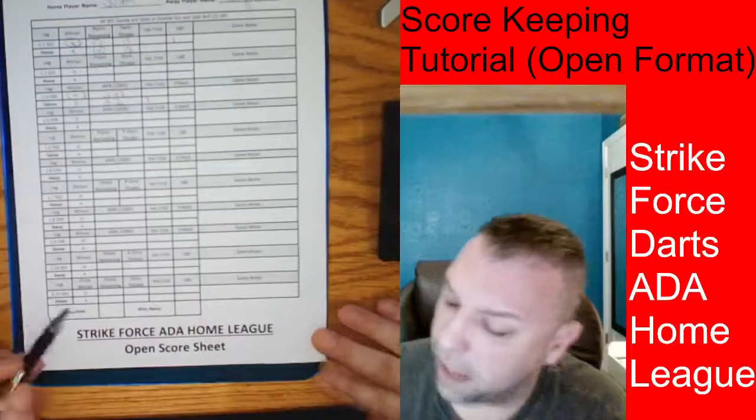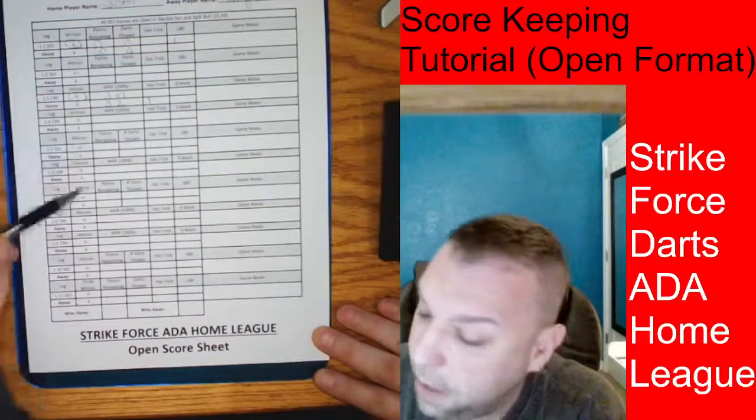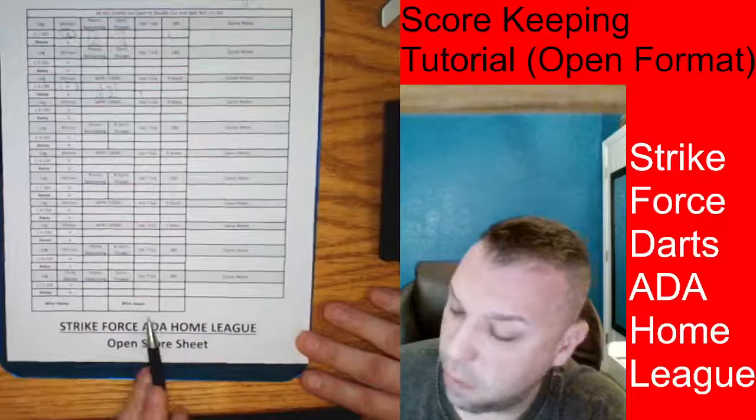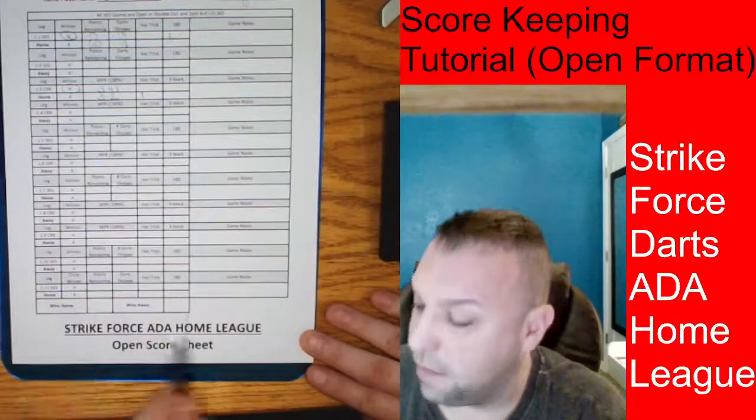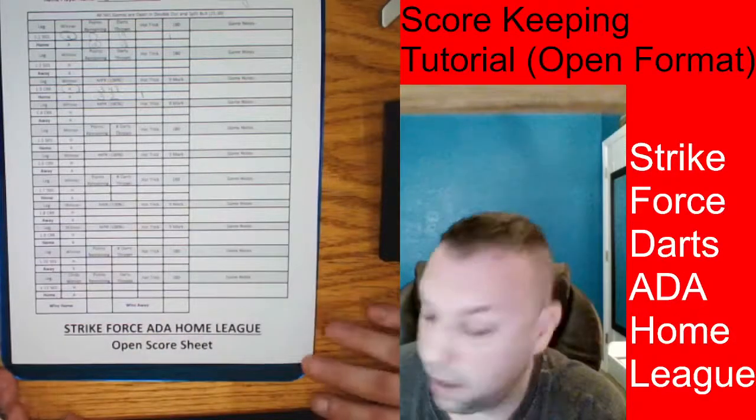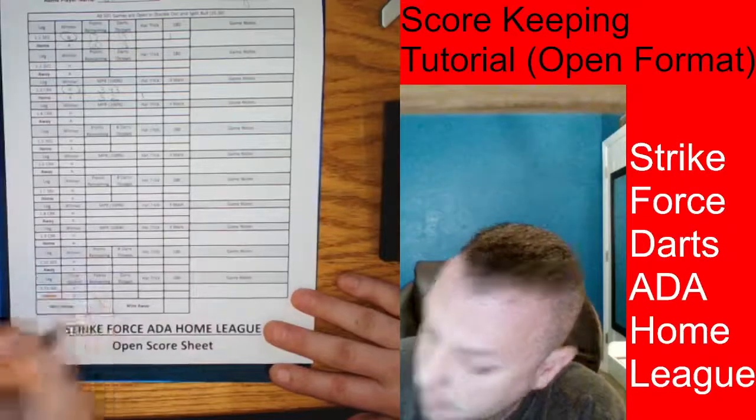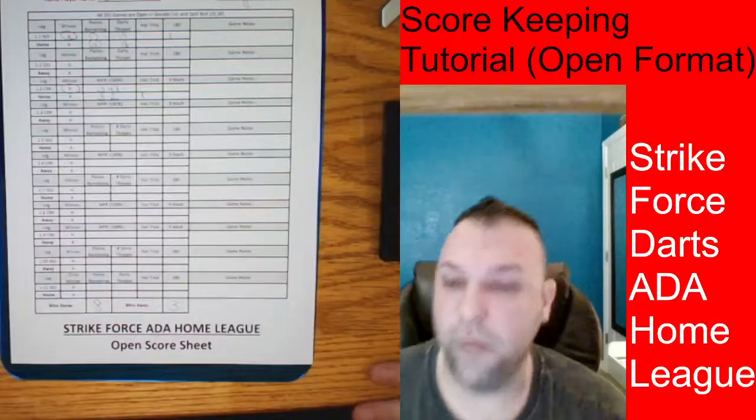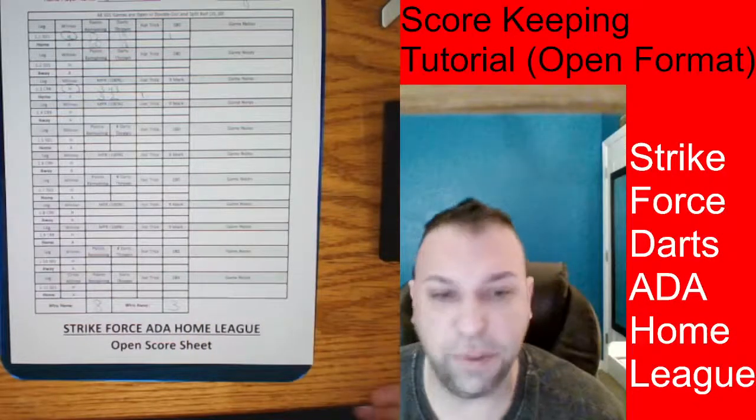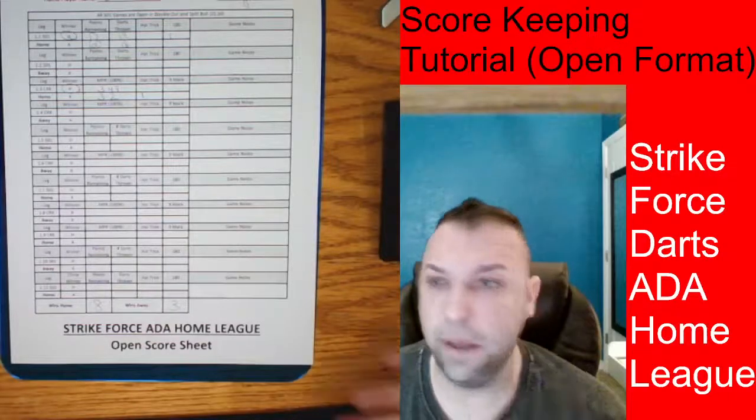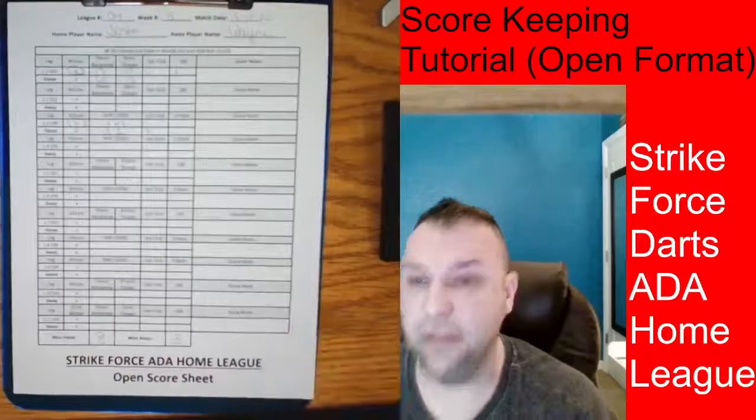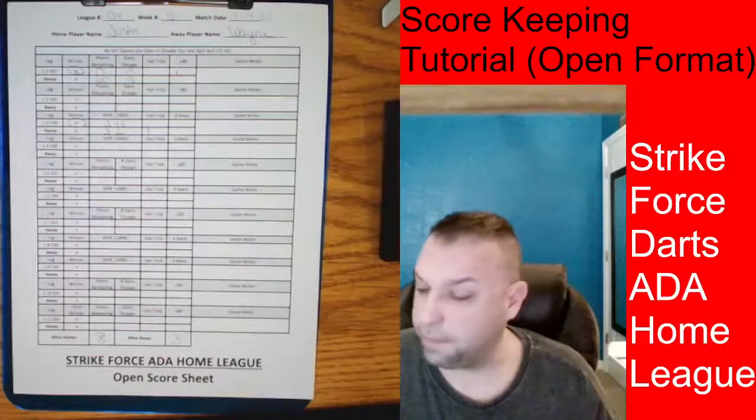Once you complete game 11, you need to tally up how many wins and losses down here. Wins home, wins away. It's 11 games, so obviously these two numbers should equal 11. And that's what you need to enter into the scoring app. So make sure you are filling out this sheet in its entirety every time you play.